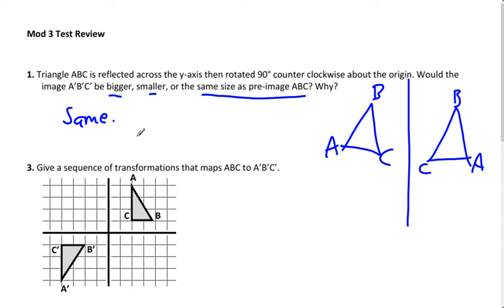Dilation is the only type of transformation that we have that changes the size of an object. That would change its perimeter, change its area, change everything about it. Since no dilation happened, the perimeter, area, size, everything is exactly the same as it was before. And that's what I'd say. I'd say it's the same size because no dilation occurred.